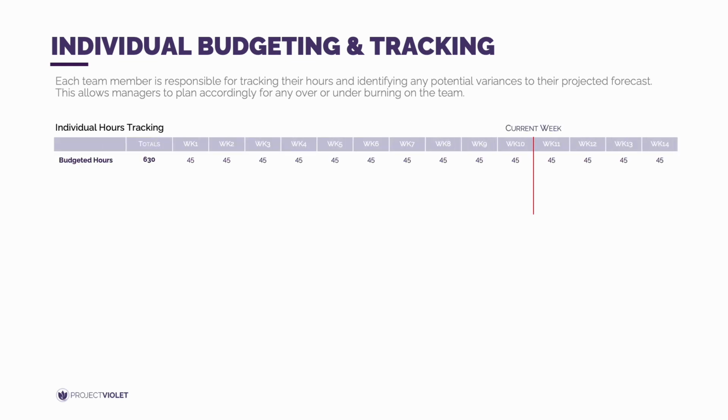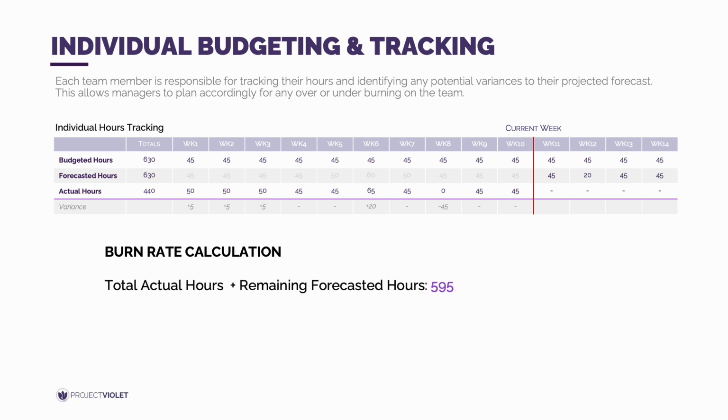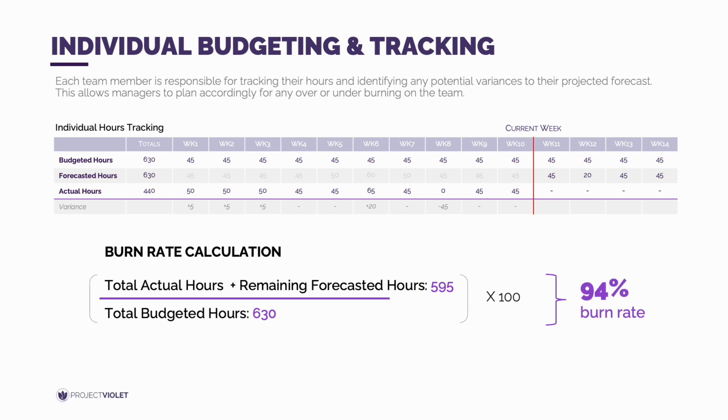There's forecasting that is done out for the remainder of the project, and each team member tracks their actual time, preferably each week as they deliver, where we can track the variance between actual hours versus the budget and forecast. These line items also help determine the burn rate. This is calculated by taking the actual hours so far, adding the remaining forecasted hours, dividing that by the total budgeted hours, times 100, and in this example, the burn rate is 94%.